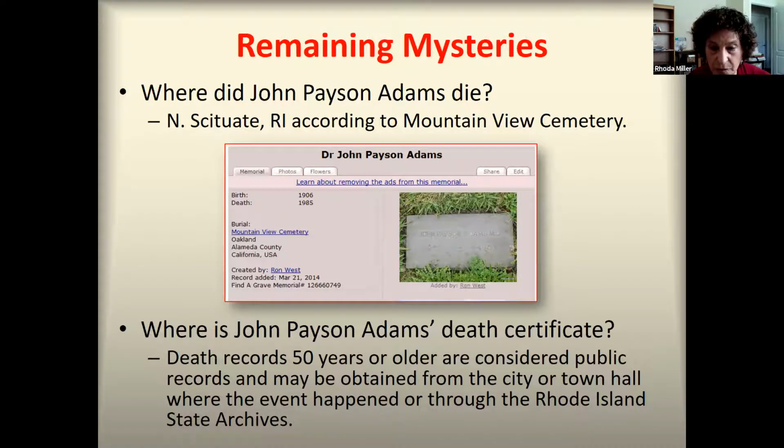I would have to actually go to the town, and when you go on the websites, they tell you you have to be a direct descendant to get the record. Well, if it's public, then you don't have to be a direct descendant. So I just smell a Rhode Island lawsuit in their future from Reclaim the Records. So I never did get the death certificate, but this is as close as I've been able to come.